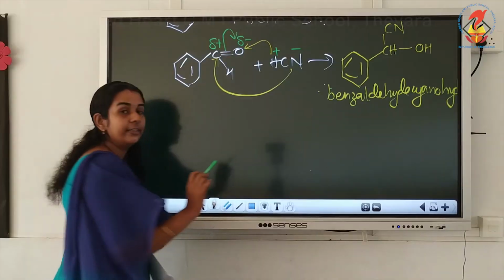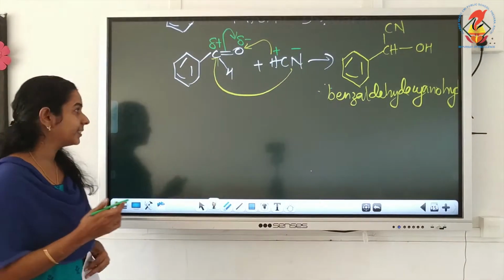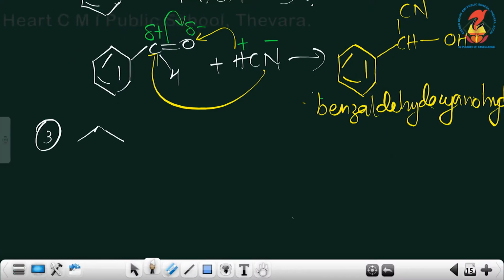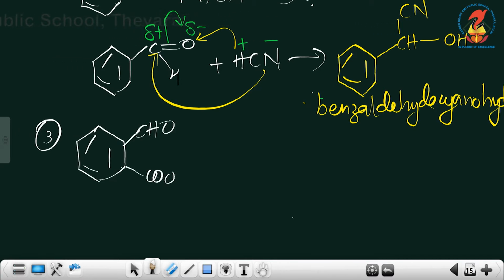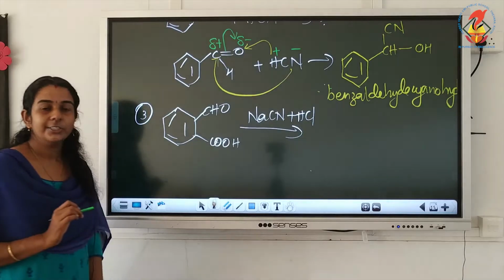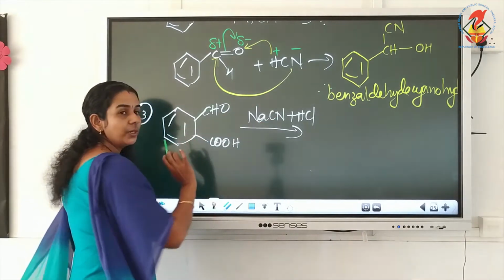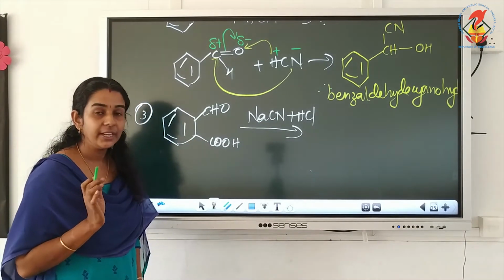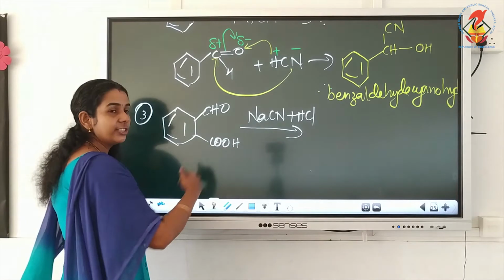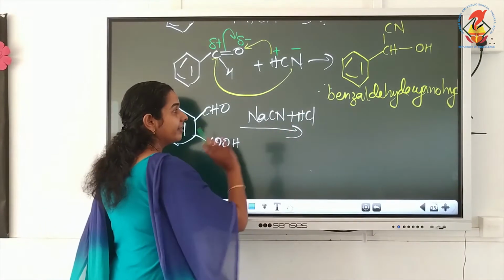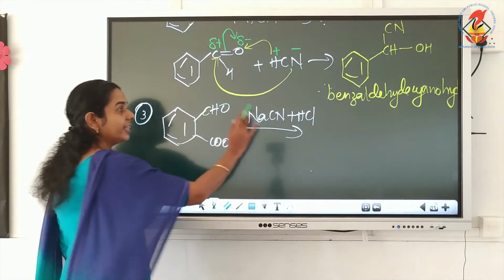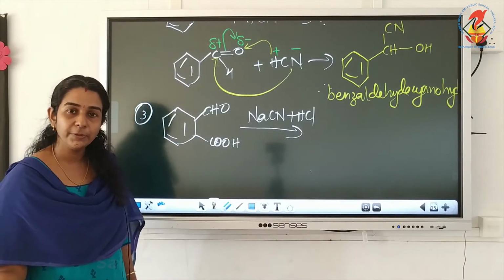Okay, now there is one question in the back exercise. The question is NaCN plus HCN. So here there are two twists. First one is above the arrow, what is the reagent given? It is not HCN. Instead of HCN, what is given? NaCN and HCl. But we know that when these two react, HCN will be formed.